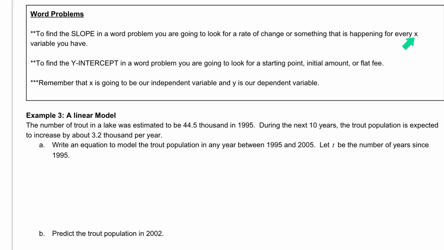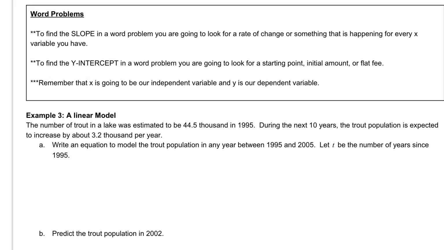So once you determine what x is, if you find a number that's happening for every single thing, for instance, if x was hours and you have something happening every hour, then you know that that's going to be your slope. Okay, so you're looking for rate of change or something that's happening for every one of your x variables.